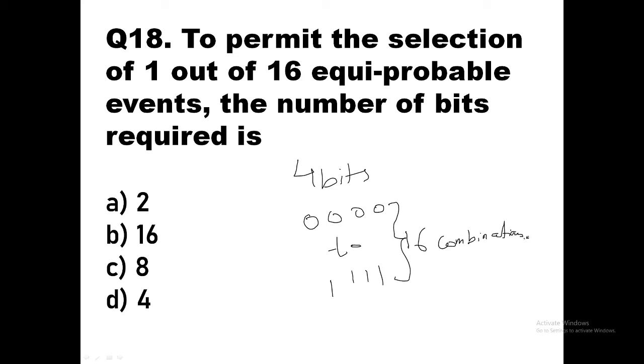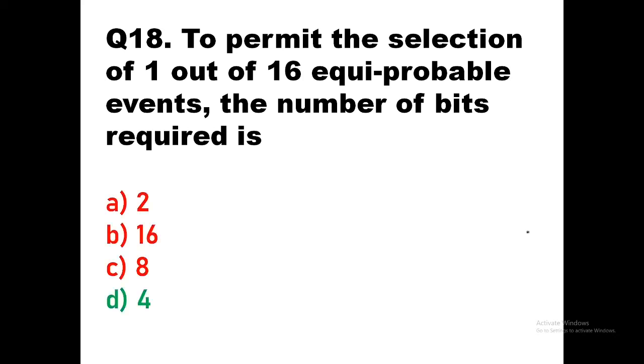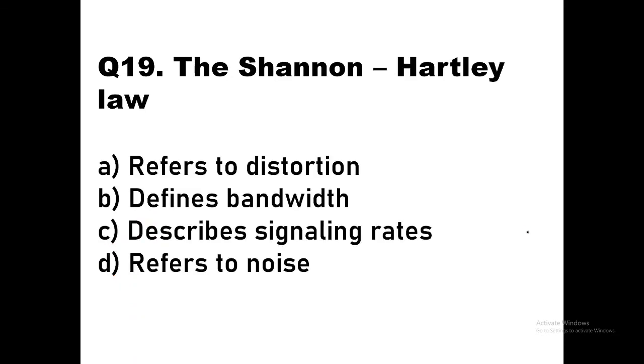Now with these 16 combinations I can select one. If I send 0000, I will get the first combination. If I send 0001, I will get the second combination. If I send 0010, I will get the third combination. So I require 4 bits. So the number of bits required is 4, and the option should be option D. Then we'll go to question number 19.